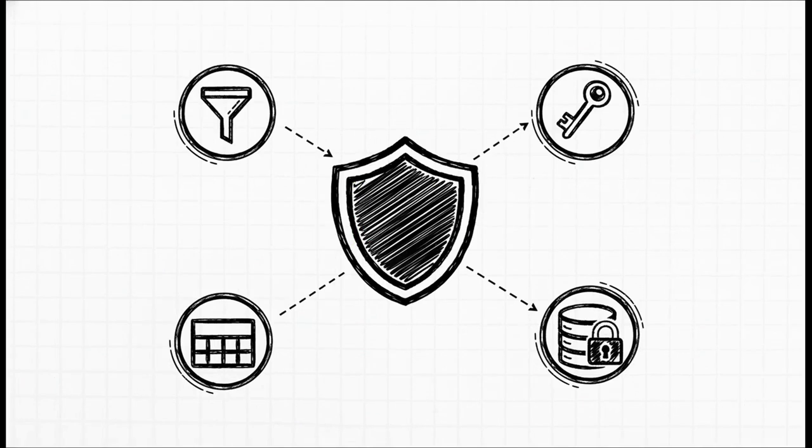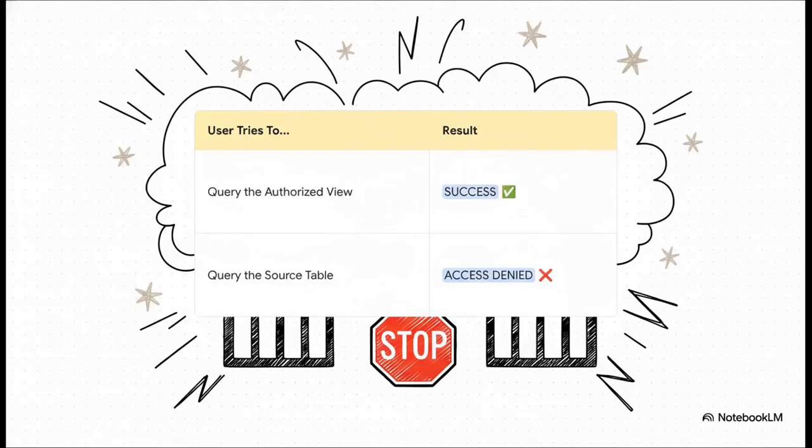Success. So let's just take a second to appreciate what we've accomplished here. We have granular, column-level control. We have perfectly followed the principle of least privilege. Our user has no direct access to the source. We've made their life simpler with a clean, pre-filtered view. And most importantly, our sensitive data is still completely locked down. It's a win-win-win.